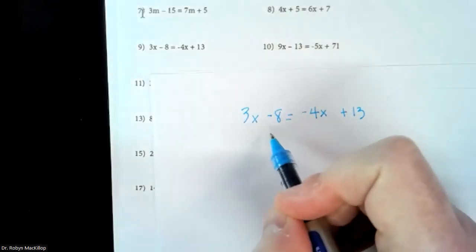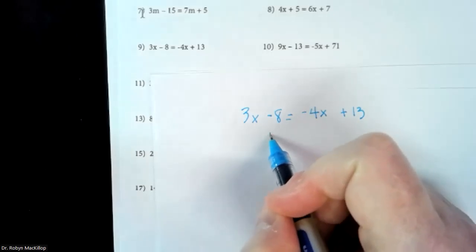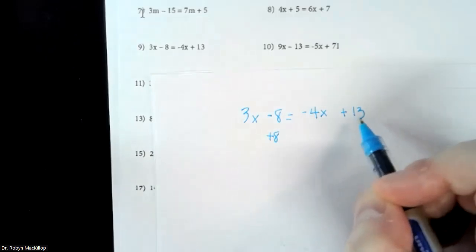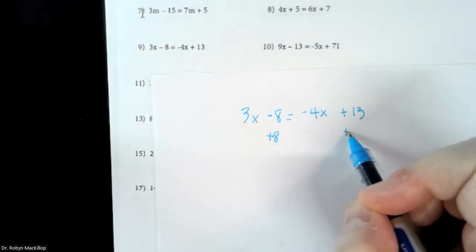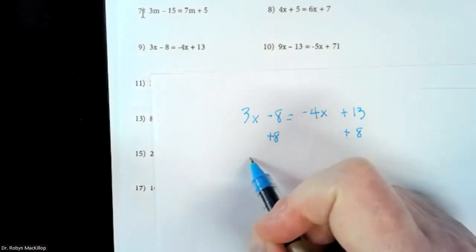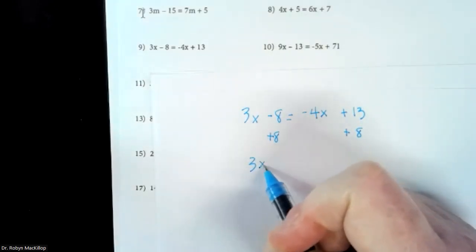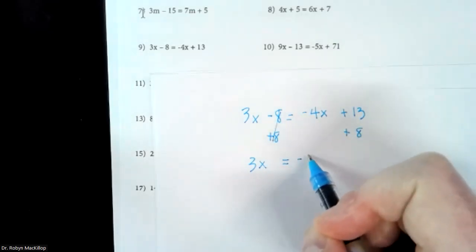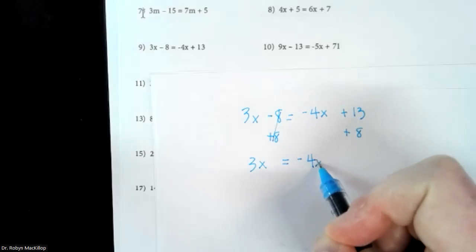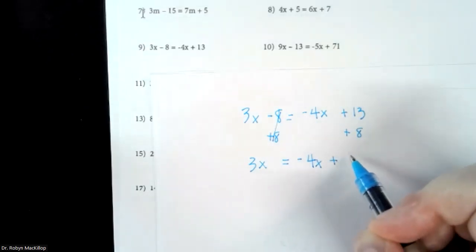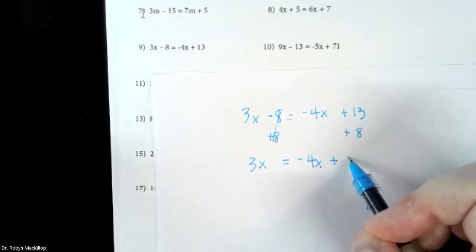So to zero it out, we're going to add 8, which means we're going to add 8 to the number on the other side. And then bring down the stuff you didn't use. We didn't use 3x. This is gone. Bring down the equal sign. Bring down the -4x. And 13 and 8 is going to be 21, I believe. Is that right? Yeah, 21.